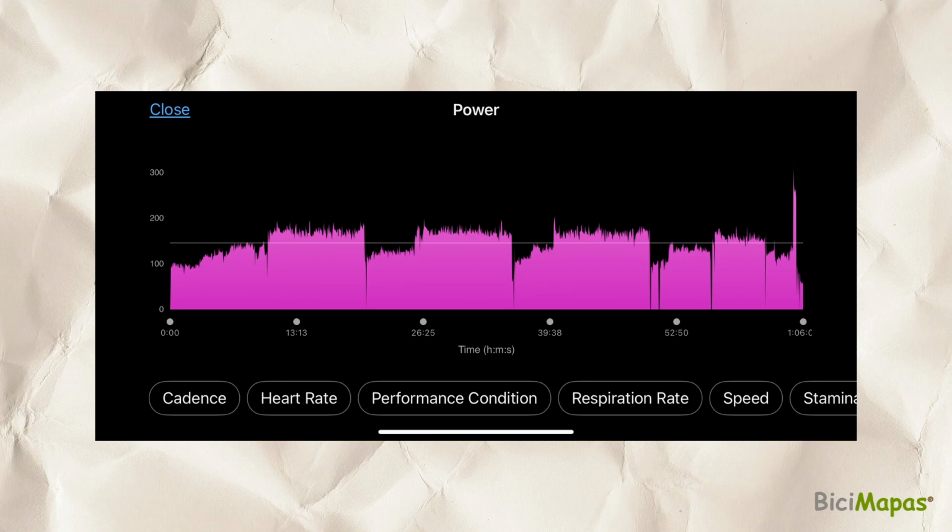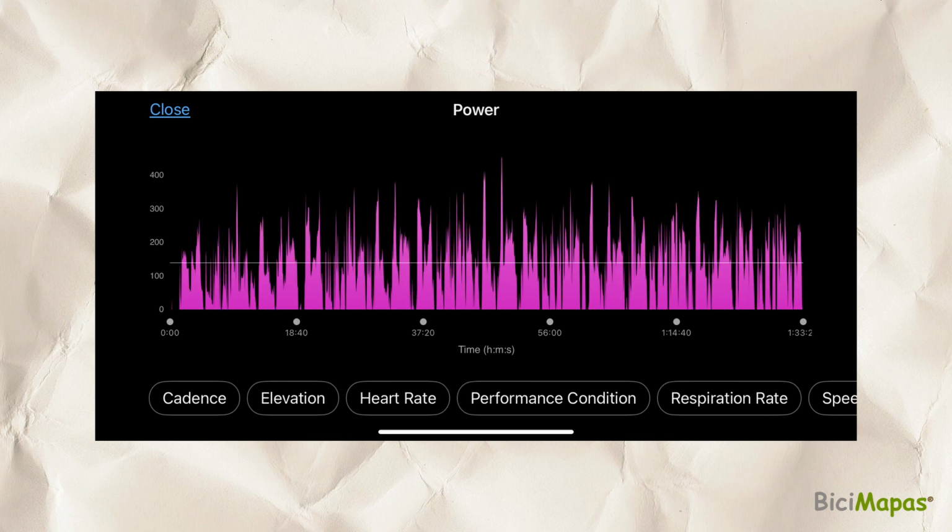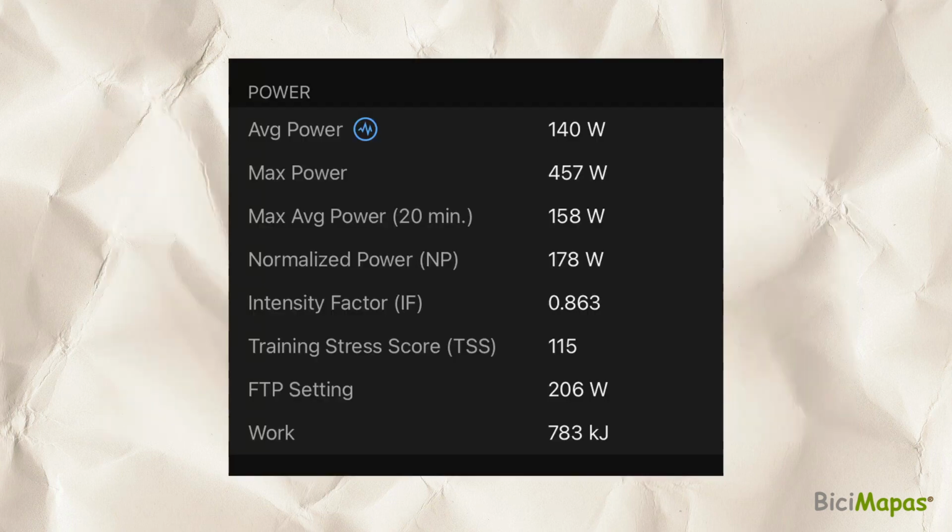A ride with constant effort, like on a trainer, and one with surges, like a race, could have the same average power, but the race feels much harder. NP corrects for these variations by giving more weight to harder efforts. For example, a ride with an average power of 140 watts may have a normalized power of 178 watts if the ride had lots of bursts or ups and downs.